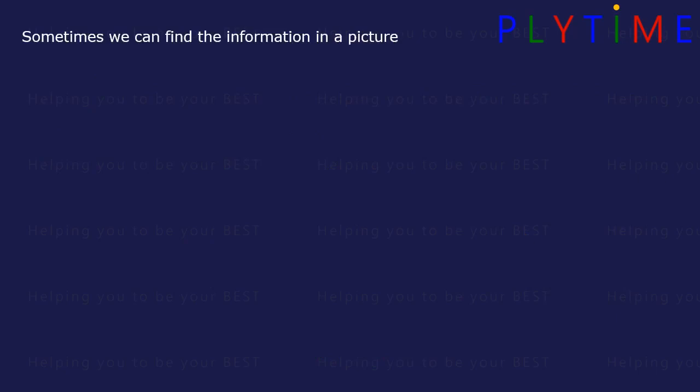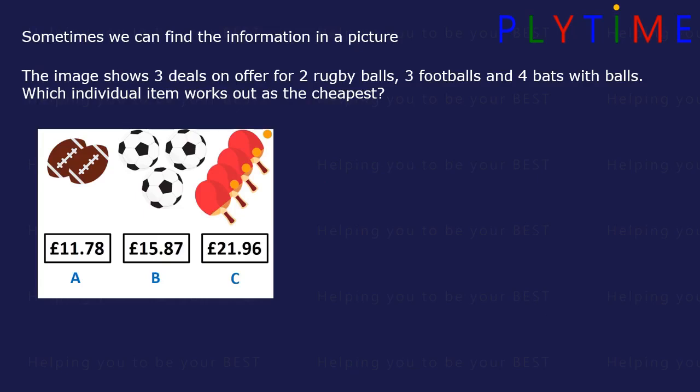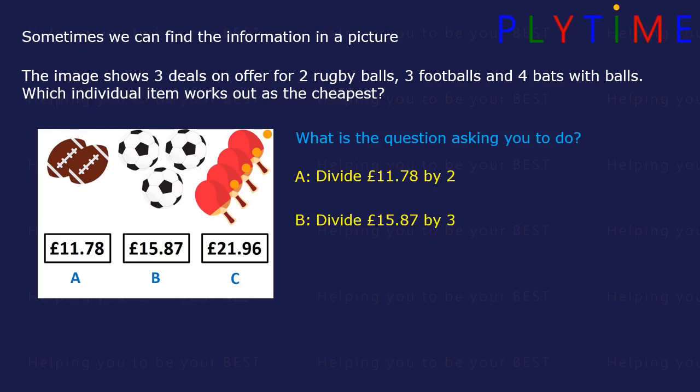Sometimes we can find the information in a picture. The image shows 3 deals on offer for 2 rugby balls, 3 footballs and 4 bats with balls. Which individual item works out as the cheapest? What's the question asking you to do? Divide A, £11.78 by 2 rugby balls. B, divide £15.87 by 3 footballs. And C, divide £21.96 by 4 bats with balls.